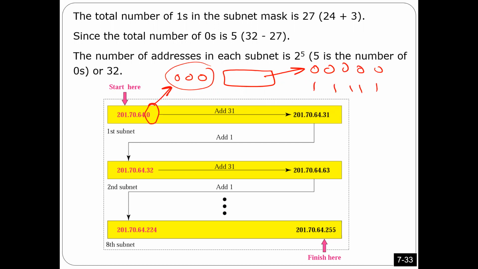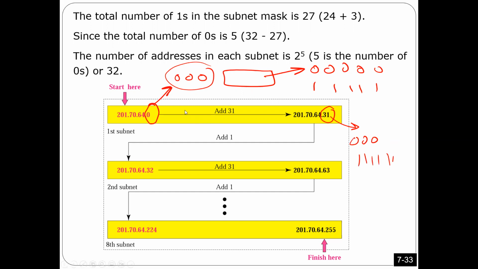This is the beginning address, the first address in this subnetwork. If you put 0, 0, 0, and then you put 1, 1, because this part is the subnetwork ID. So this part is common for all computers here in this subnetwork. That's why you have addresses from 0 until 31. 31 actually is 0, 0, 0 for the subnetwork, and then 5 ones.